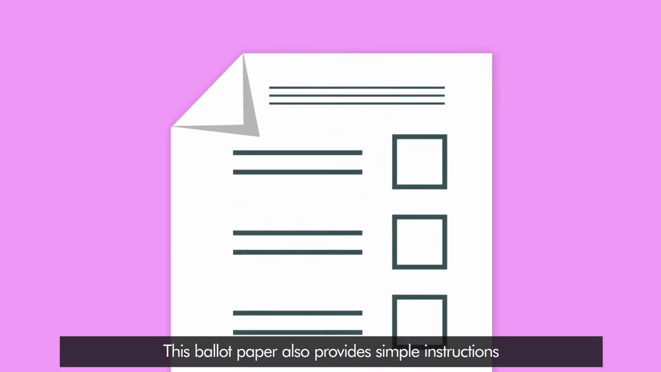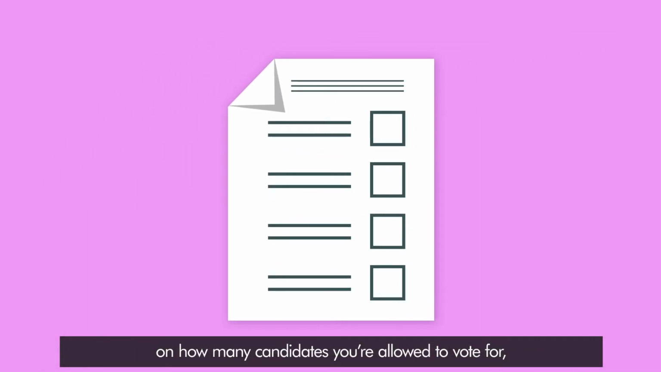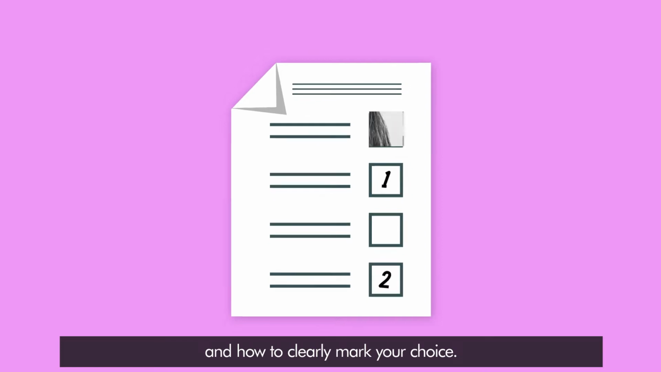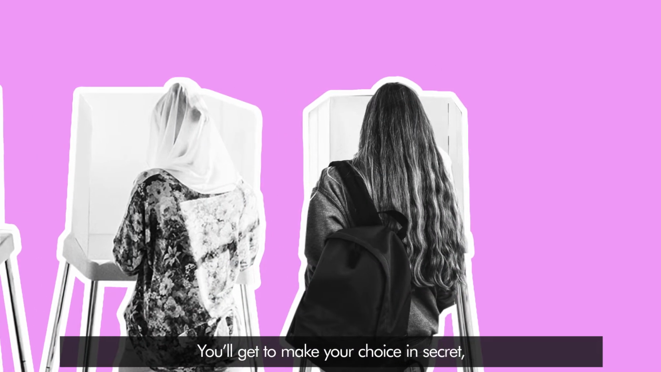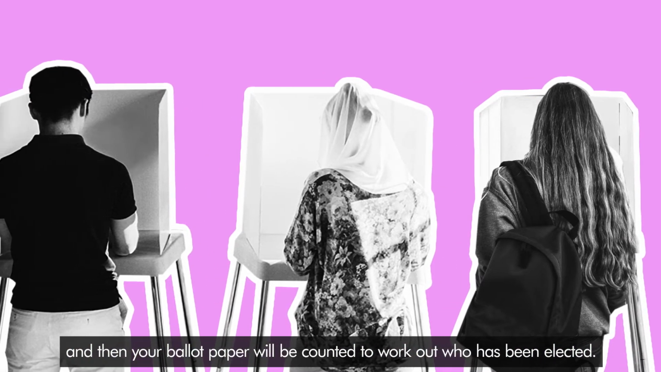This ballot paper also provides simple instructions on how many candidates you're allowed to vote for and how to clearly mark your choice. You'll get to make your choice in secret, and then your ballot paper will be counted to work out who has been elected.